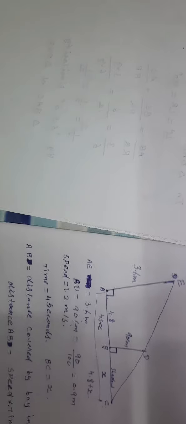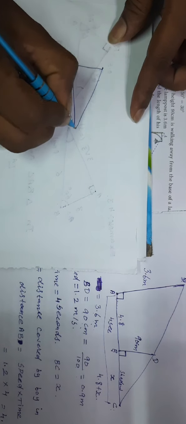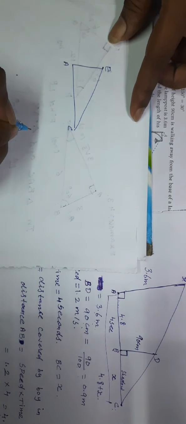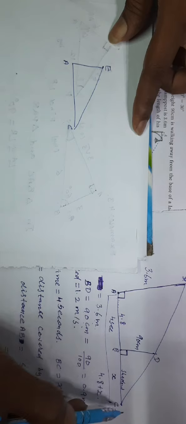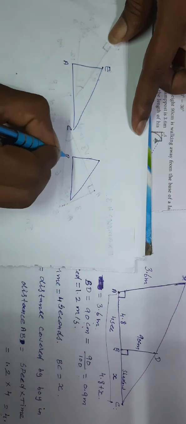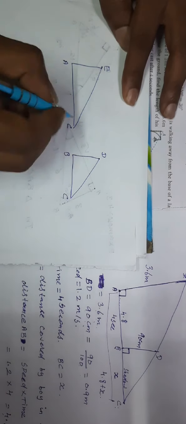Okay, so now I want to prove the triangles are similar. Here I can take the two triangles. First one, triangle ACE, and the second triangle, BDC. Again, take the two triangles, right?